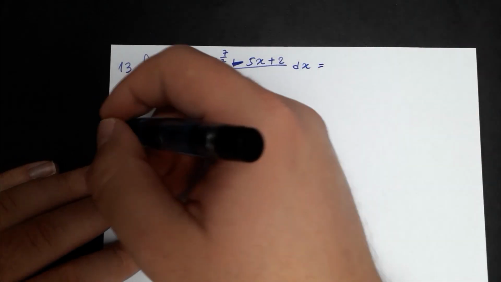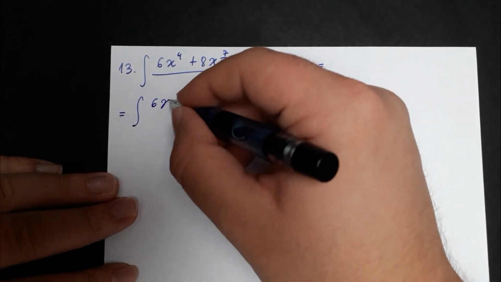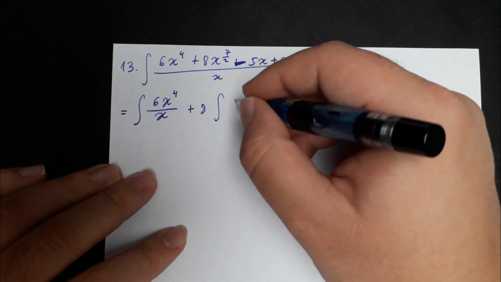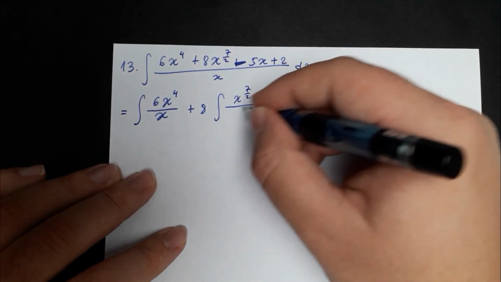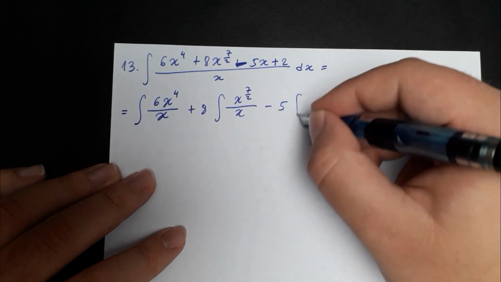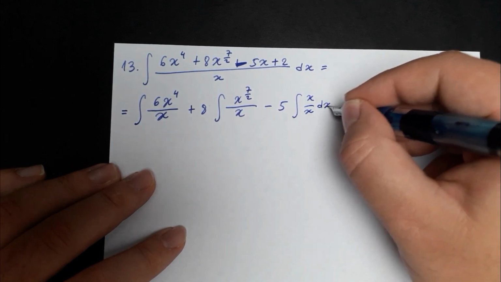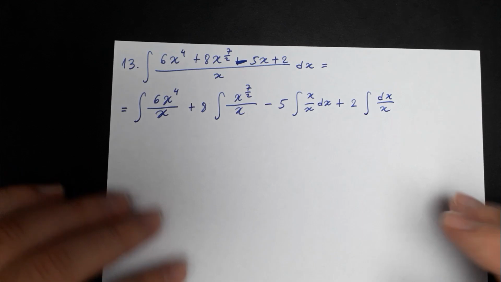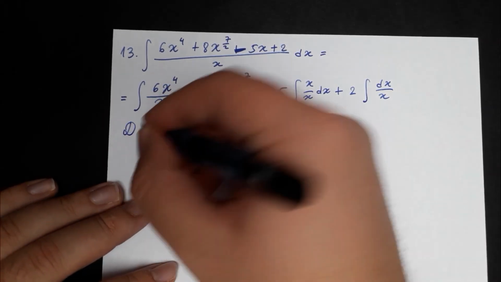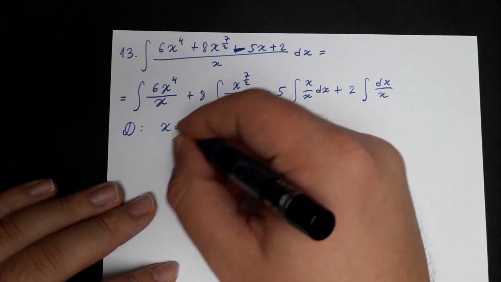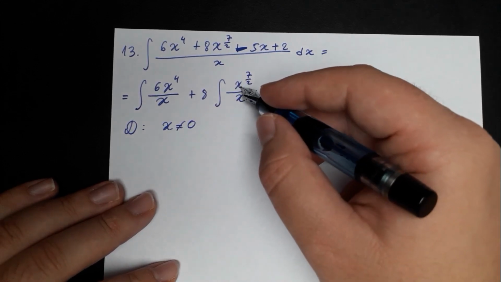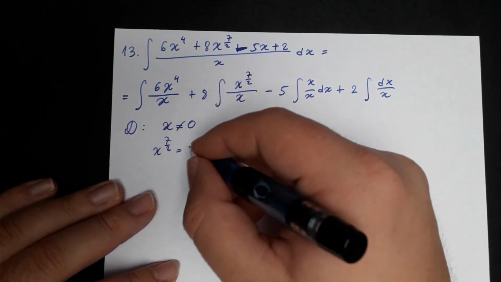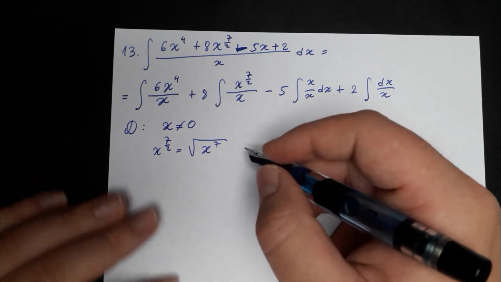This is equal to the integral of 6x to the power 4 divided by x, plus 8 integrals of x to the power 7/2 divided by x, minus 5 integrals of x divided by x dx, plus 2 integrals of dx divided by x. The area in which this integral is defined is for x different than 0, and since we have x to the power 7/2, that is equal to the square root of x to the power 7.